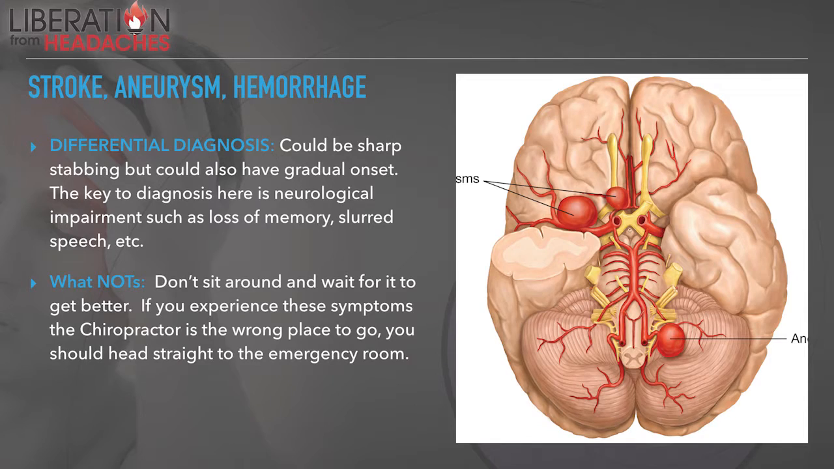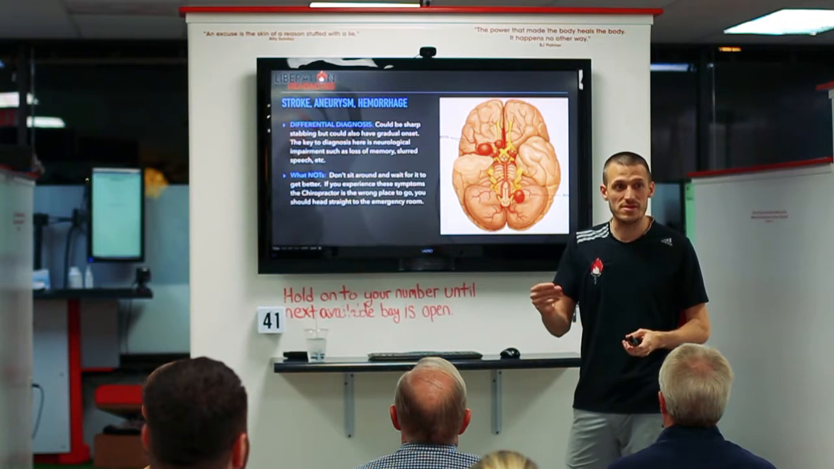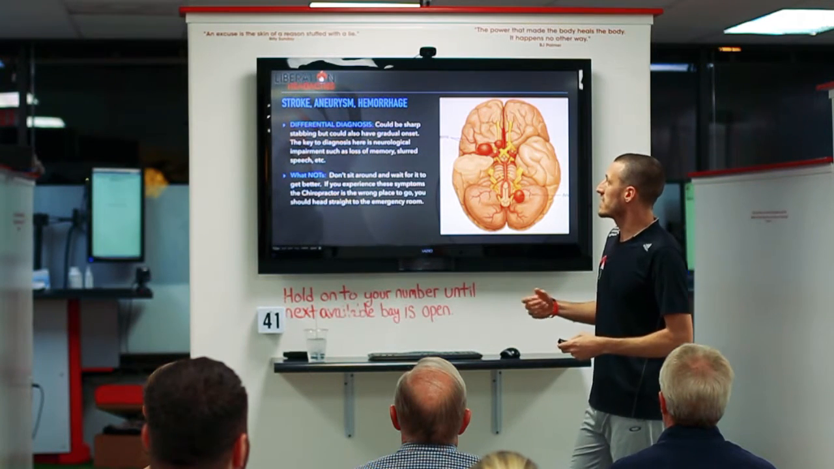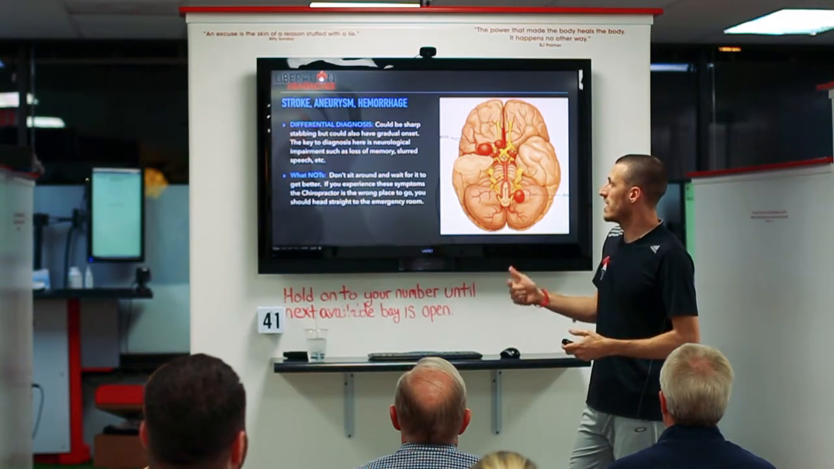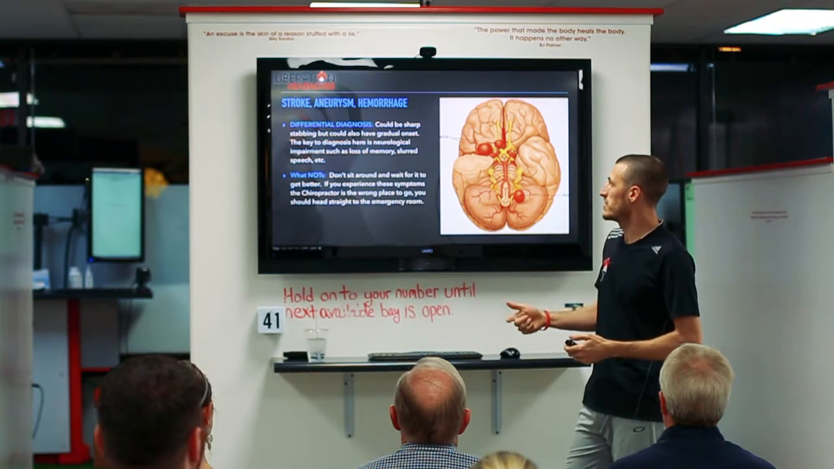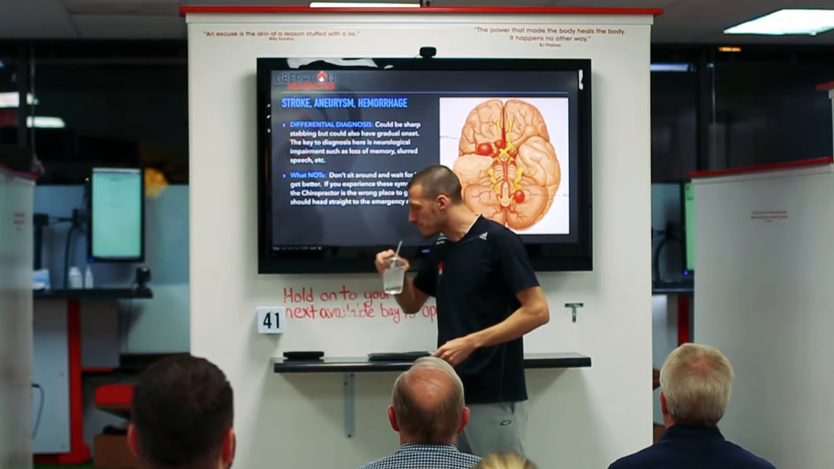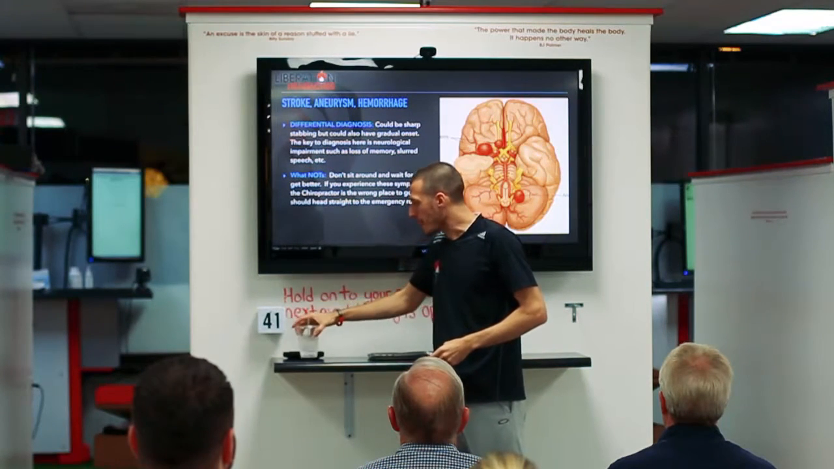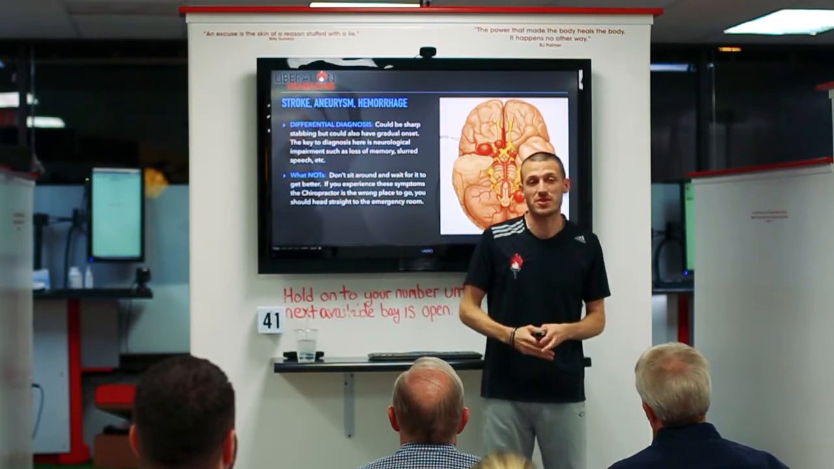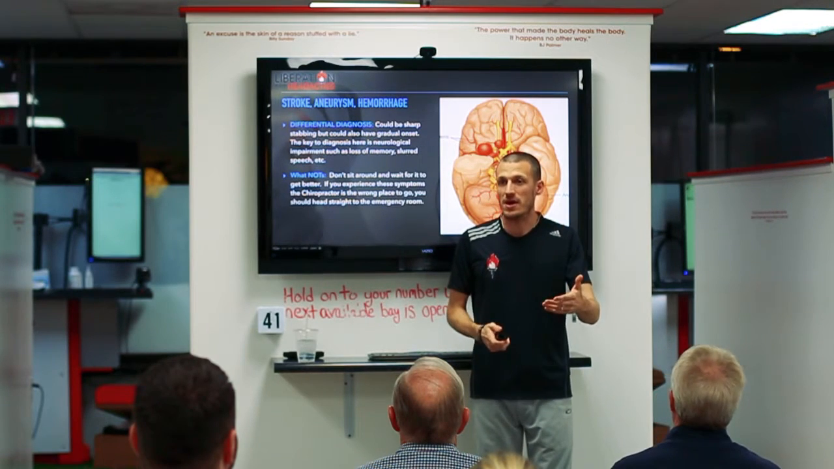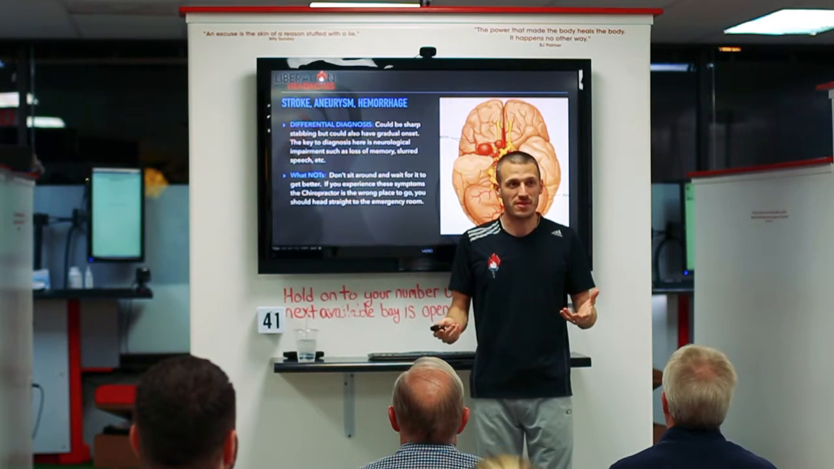The next one: stroke, aneurysm, and hemorrhage. We can kind of lump these together. The differential diagnosis could be sharp stabbing, but could also have gradual onset. They're not always quick. The key to diagnosis here is neurological impairment, such as loss of memory, slurred speech, etc. Now, unfortunately, some of these patients, once in a while, do end up at a chiropractor's office. Why do you think that might happen?